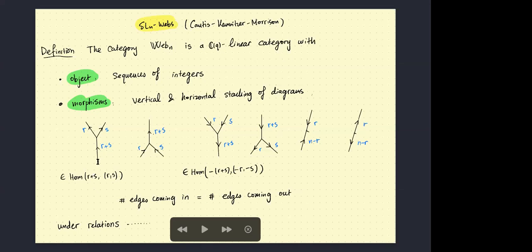Here, the source and target would depend on both the thickness and also the orientation. So here, this boundary point would have an upward arrow, which means I go from a positive integer with that thickness, and then the monoidal structure is given by vertical concatenation. Sorry, here I just go to the tuple R comma S. And if my boundary point has a downward arrow, that just means my source would be a negative integer.